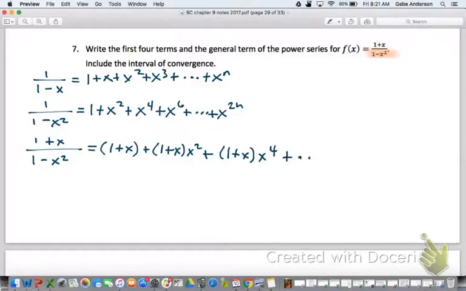Plus dot dot dot plus 1 plus x times x to the 2n. So including the nth term, you have to multiply everything through by that 1 plus x. It might look like a mess, but if we do all the distributive property work, you're going to see something, I think, beautiful take shape. Check this out.